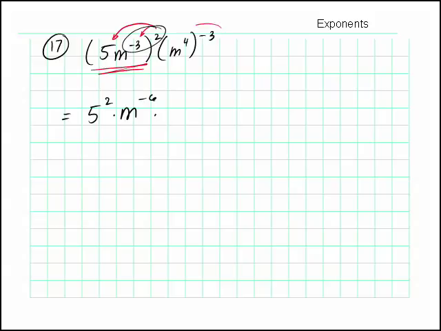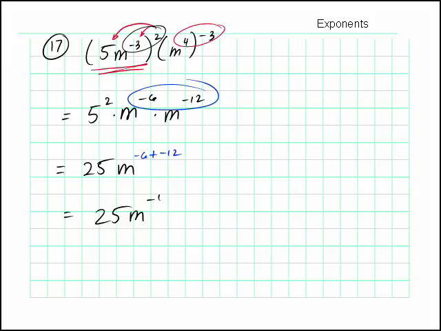And then the other set of parentheses here, I multiply those exponents as well. That's m to the negative 12. 25 m to the, adding my exponents, negative 6 plus a negative 12 would be 25 m to the negative 18. But you want that to be a positive exponent, so I must move the m to the denominator. The 25 stays in the numerator. 25 over m to the 18th power.